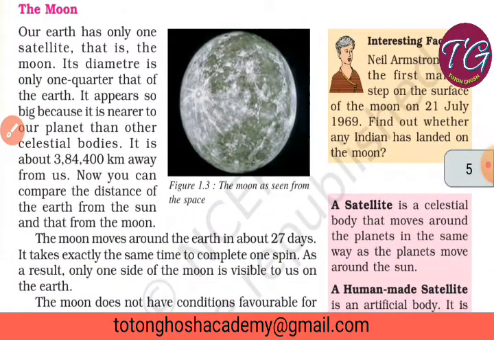Next, the Moon. Our Earth has only one satellite, that is the Moon. Its diameter is only 1/4 that of the Earth. It appears so big because it is nearer to our planet than other celestial bodies. It is about 3,84,400 km away from us. Now you can compare the distance of the Earth from the Sun and the Moon.